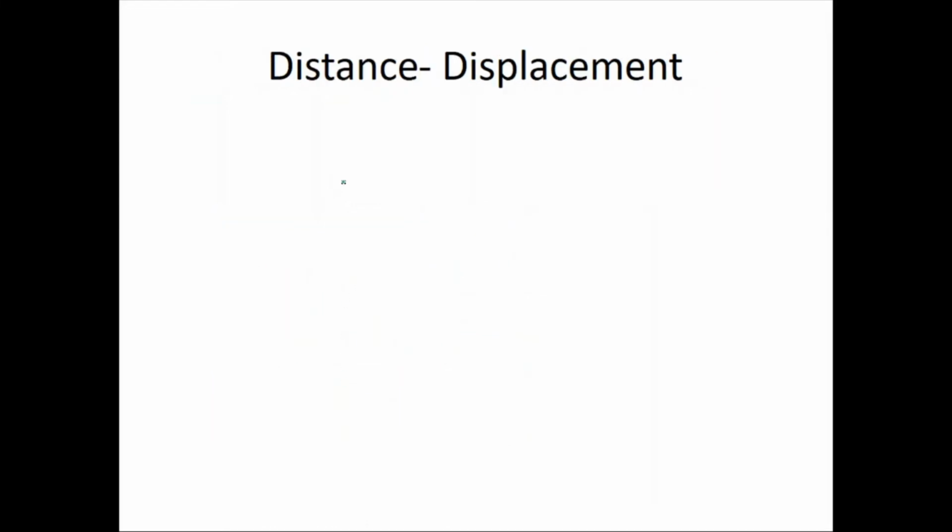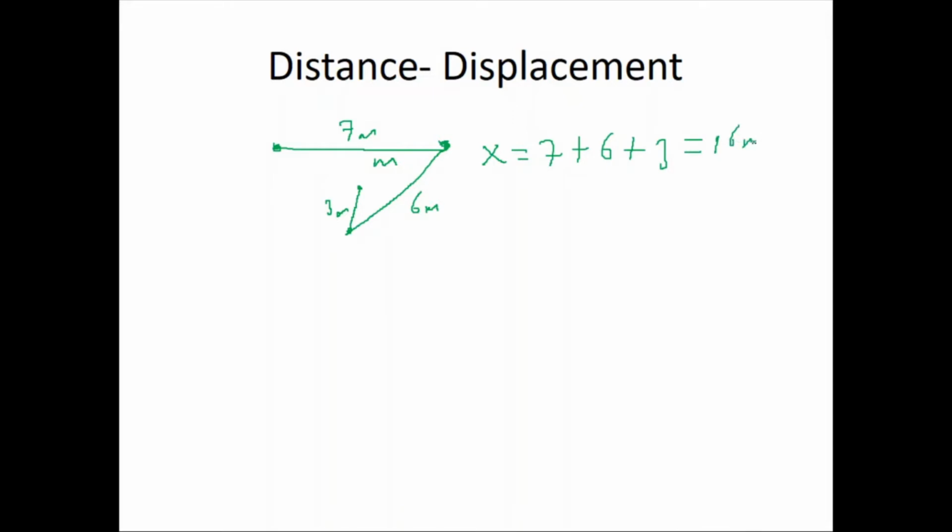Let's look at distance and displacement. Distance is the separation between two points, and we measure it in meters. Distance is a scalar quantity. If you move in this direction, for example 7 meters, and then in this direction 6 meters, and then in this direction 3 meters, then the total distance you have moved will be 7 plus 6 is 13, plus 3 makes 16 meters. So the total distance you have traveled is 16 meters.